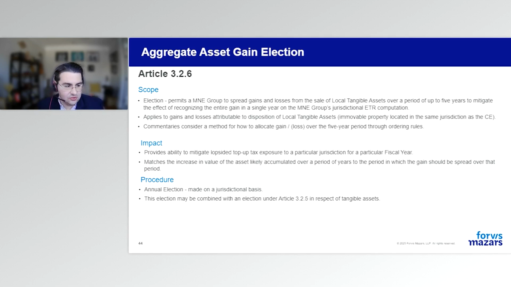One thing to consider there, and this is an annual election. It's made on a jurisdictional basis, and it can be combined with the Article 3.2.5 fair value or impairment accounting election that's done in the consolidated financial statements, right? So what that article says is that a filing constituent entity can elect to determine gains or losses using the realization principle for purposes of computing GLoBE. So that's another election here that we've seen pretty beneficial in the context of this conversation.